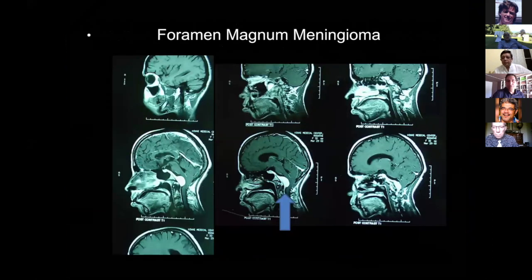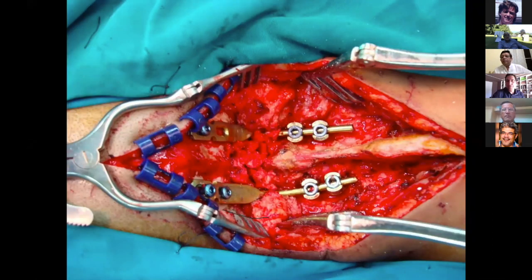Sorry, can I tell you something? Yes, please. If I were in Jyoti's place in the last case, I would do unilateral fixation. Okay, yeah. Not the other side. Absolutely. I was thinking the same.